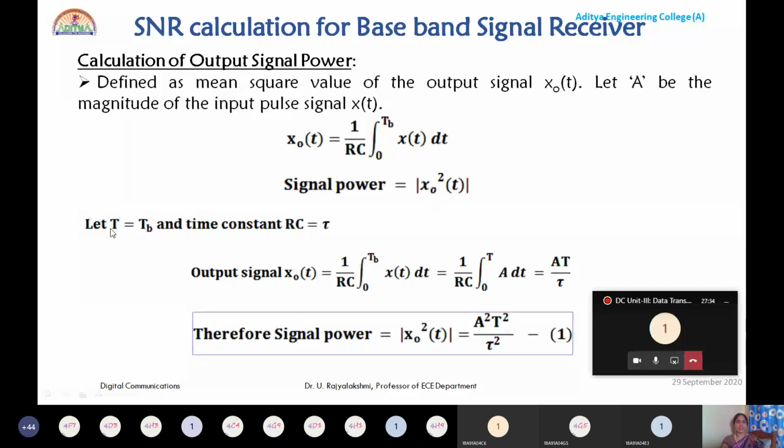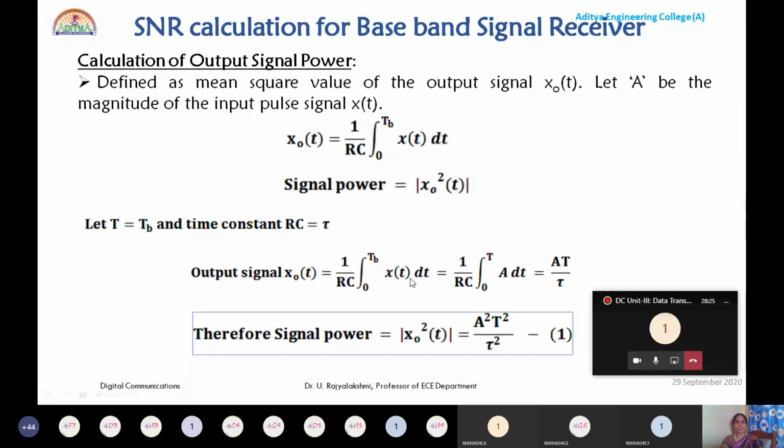Now that is our assumption: let the total time interval be the bit interval Tb. So we are performing the integration for the time interval 0 to t or 0 to Tb. Here let us consider it as 0 to t, because we are evaluating the general expression. And the time constant RC, for some time you assume it as tau. So the time constant RC is tau, the amount of time interval to reach 63% of the maximum value. So let us take it as tau. Now, how can you define the output signal x_0(t)? It is defined as 1/RC integral 0 to Tb x(t) dt.